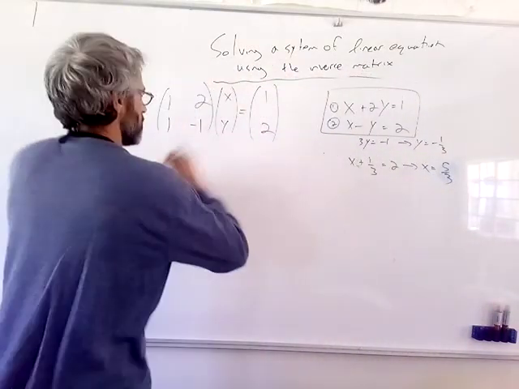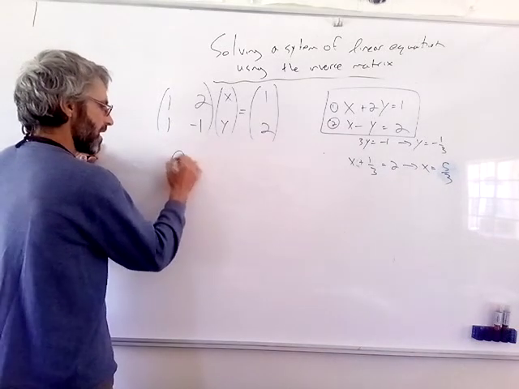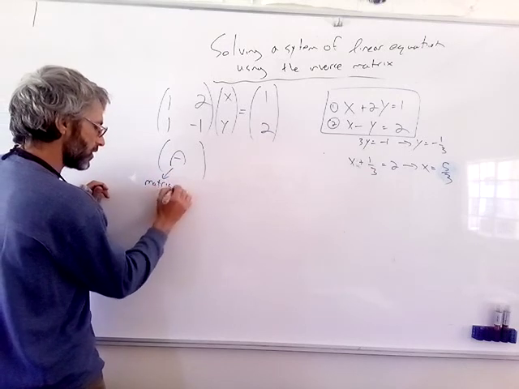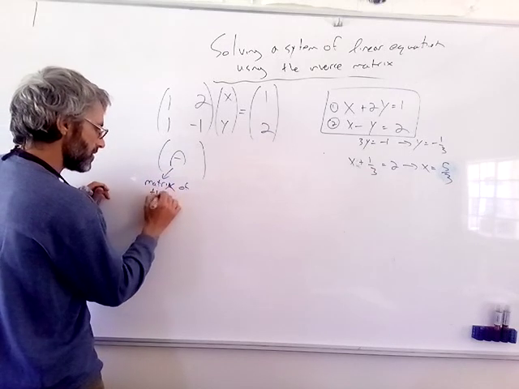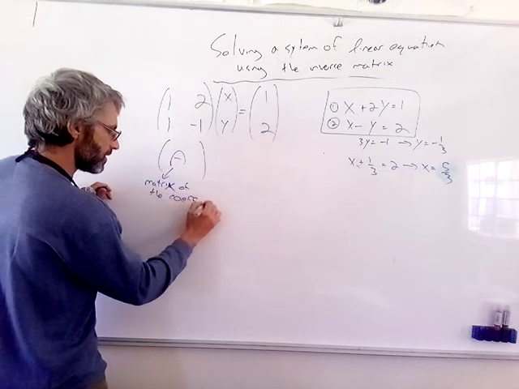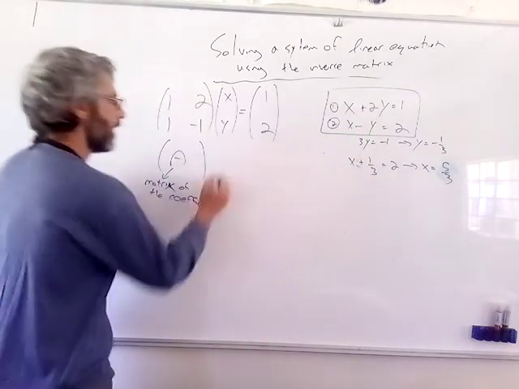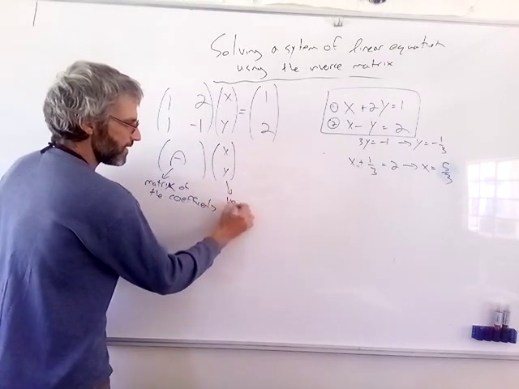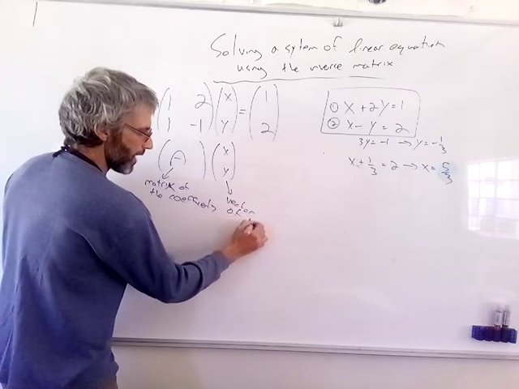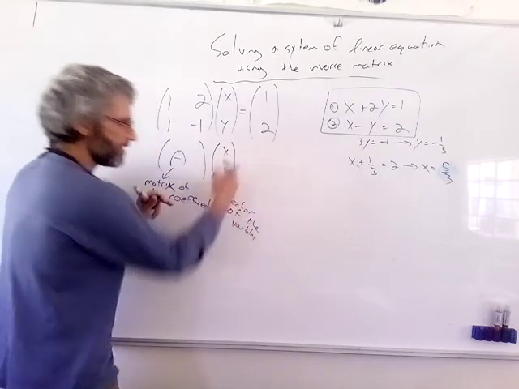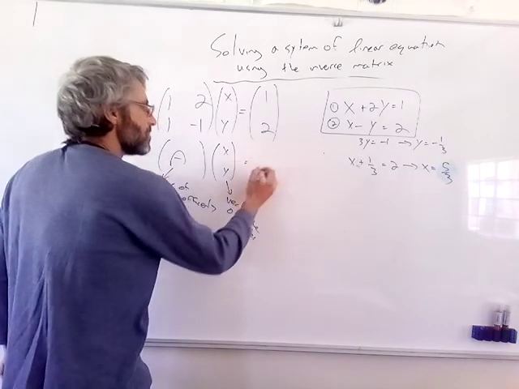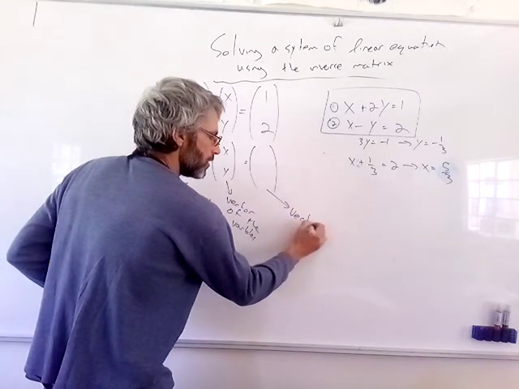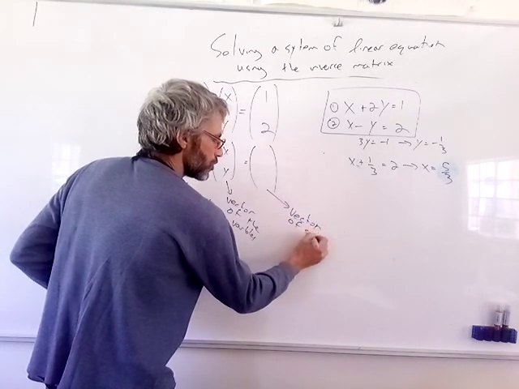Generally it would look like this: we're going to have a certain matrix A, which is the matrix of the coefficients, multiplied by a vector, which is the vector of the variables. In this case they were x and y. And that's going to be equal to another vector, often called the vector of solution.